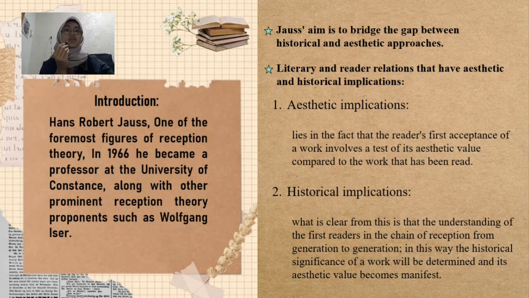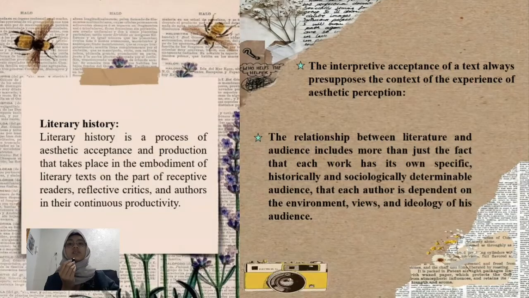So in this case, the historical meaning of the literary work will be determined and its aesthetic value will be clear. And literary history is a process of aesthetic acceptance and production that takes place in the embodiment of literary text on the part of receptive readers, reflective critics, and authors in their continuous productivity. Variation and correction define the scope, while change and reproduction define the boundaries of genre structure.